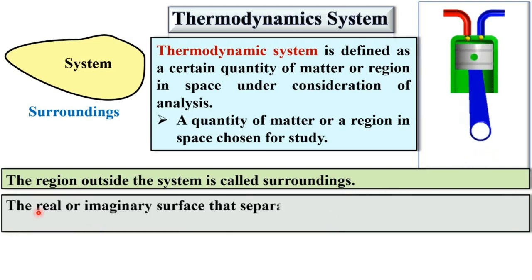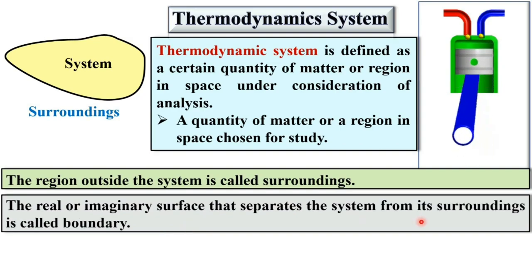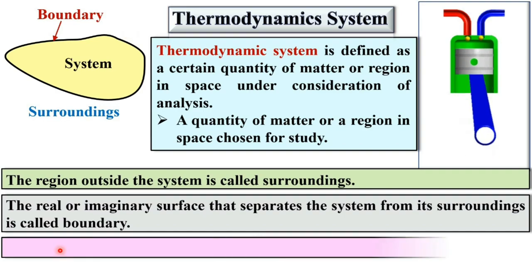Now next, the real or imaginary surface that separates the system from its surroundings is called the boundary. Very simple, the real or imaginary surface that separates the system from its surroundings is called the boundary. So this one is the boundary. Let me write over here, this is the boundary.